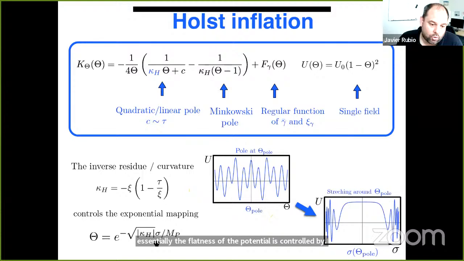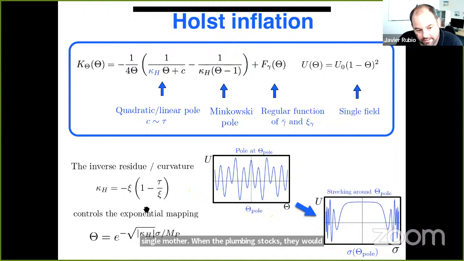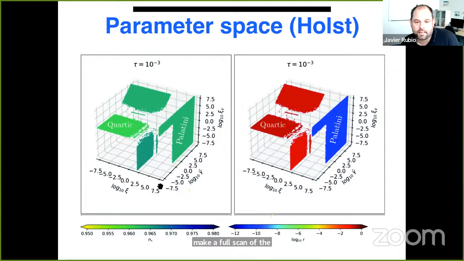Okay. Notice that this coincides exactly with what happened in the single field model, when in the previous talks they were emphasizing that the flatness of the potential is controlled by psi. That is, essentially psi corresponds to the limit of the Gaussian curvature when tau goes to zero. Well, of course, you can confront this with a full scan of the parameter space. That is what we did with Matteo Piani, who did all this job.